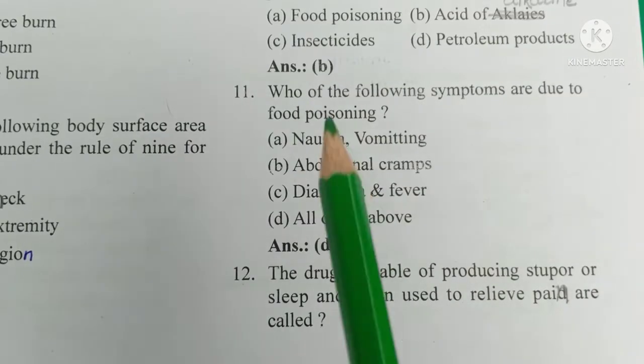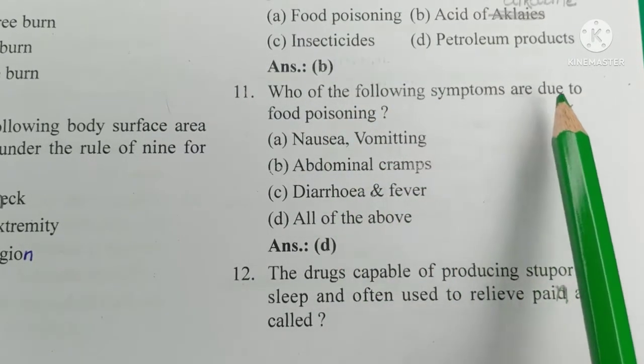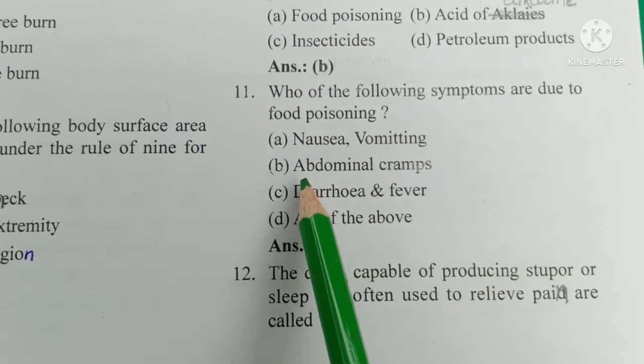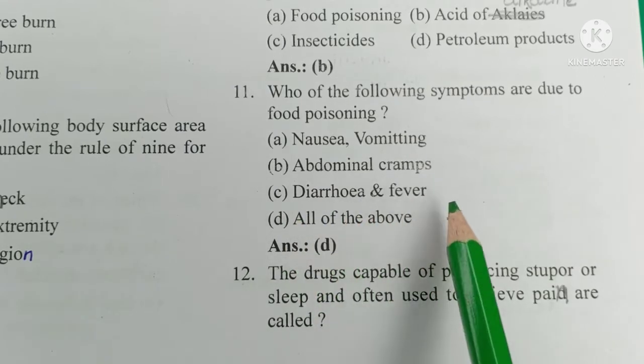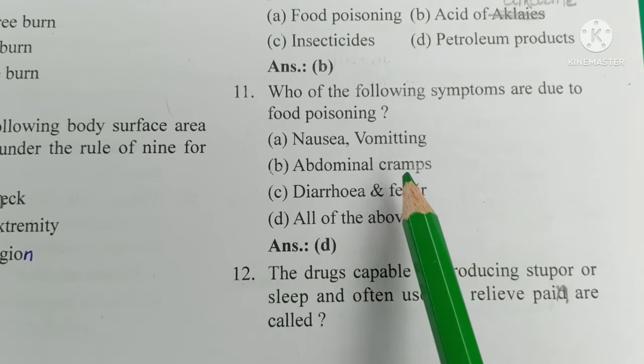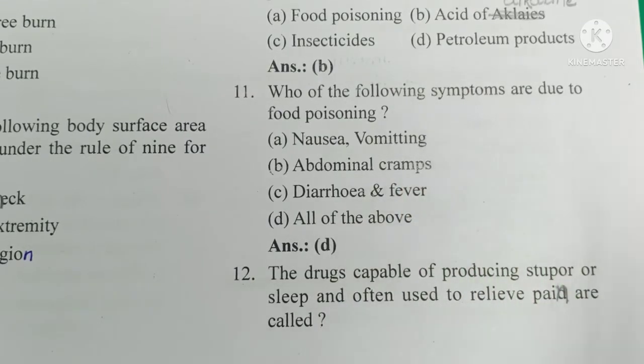Number 11. Which of the following symptoms are due to food poisoning? Nausea, vomiting, abdominal cramps, diarrhea and fever, all of above. The answer is D. All of above are symptoms of food poisoning.